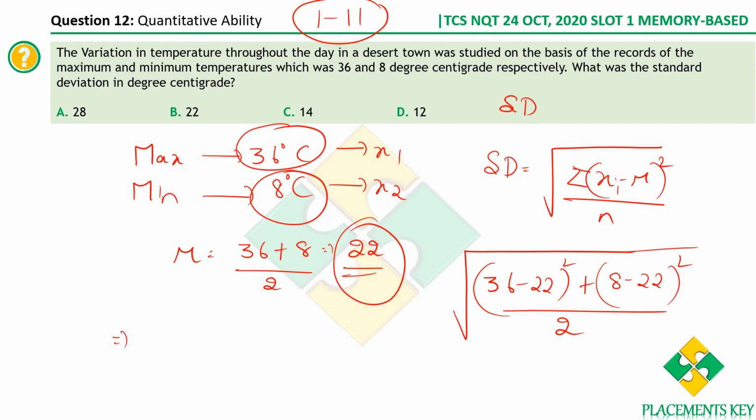So let's simplify. What do we get? 36 minus 22 is 14 square. So 14 square is 196 plus 8 minus 22, it is minus 14. Minus 14 square is also 196, and you have a divided by 2. So what do we get? 196 plus 196 by 2, it is 196, right? And you have a square root. Therefore the value is what? 14. Therefore the standard deviation for this question is 14.